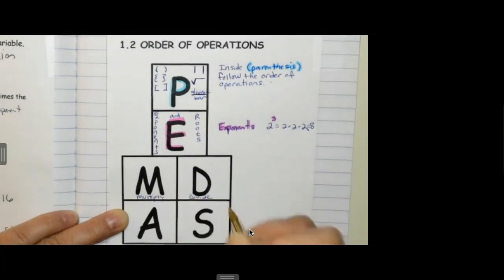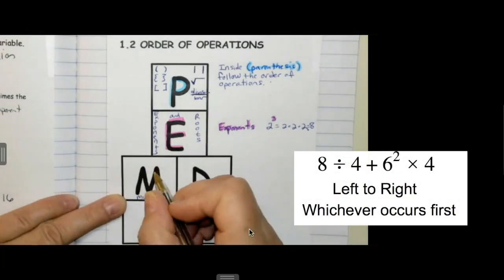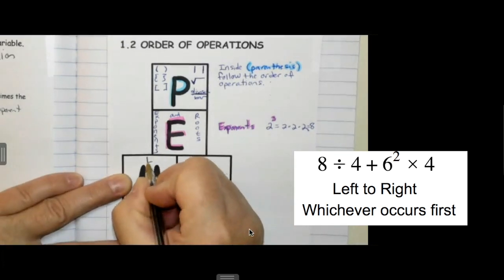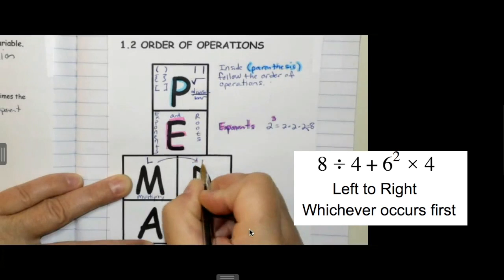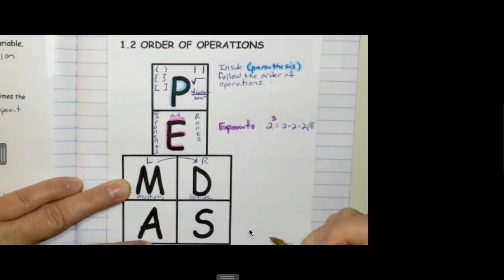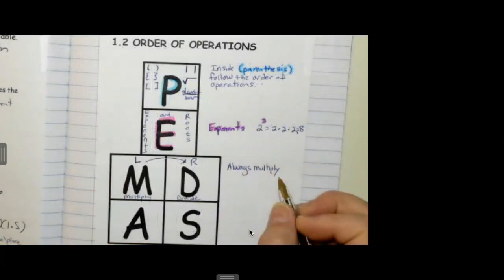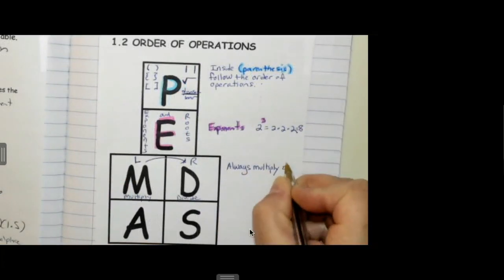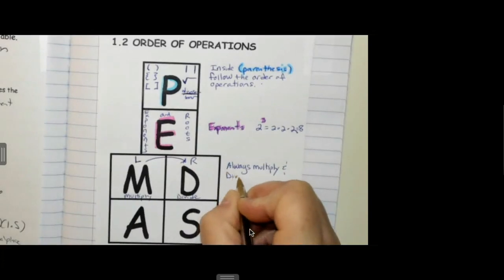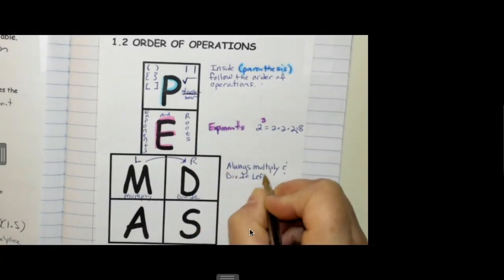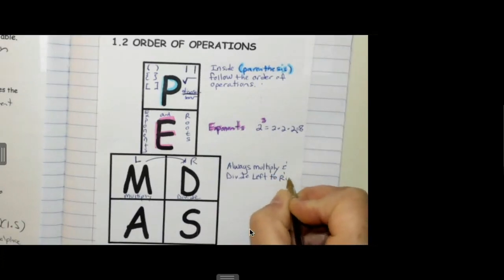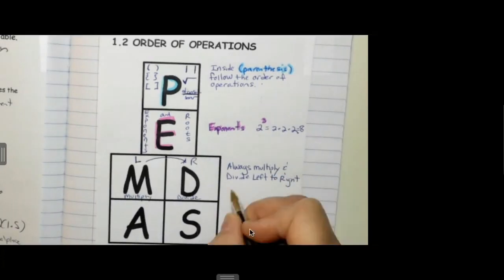Then we have multiply and divide. In the same step, it has a condition. How do I know which one to do first? Is it always multiplying first? Exactly, that's what the condition is. The condition says that I have to work from left to right, whichever one occurs first. Always multiply and divide left to right, whichever occurs first.